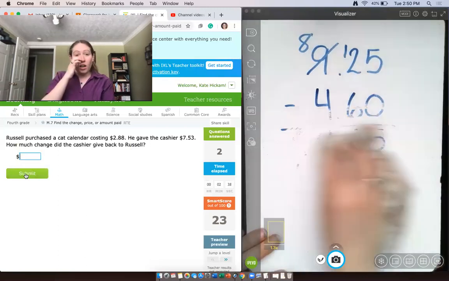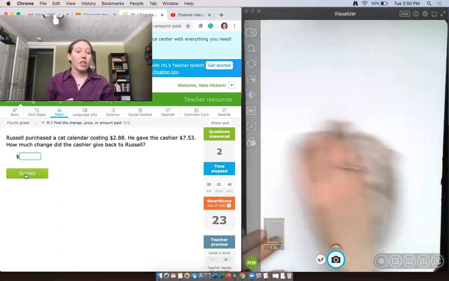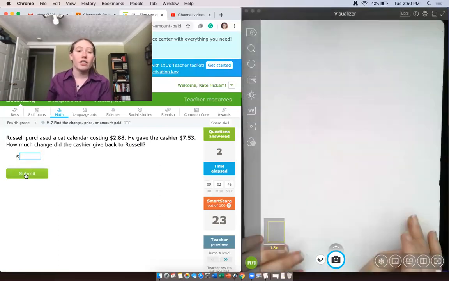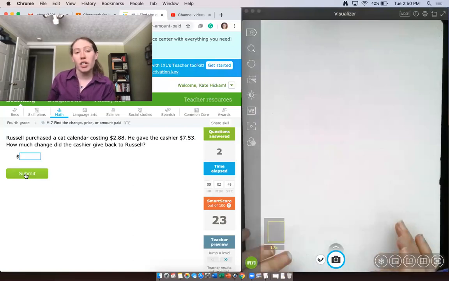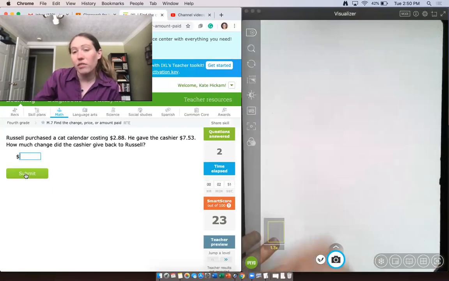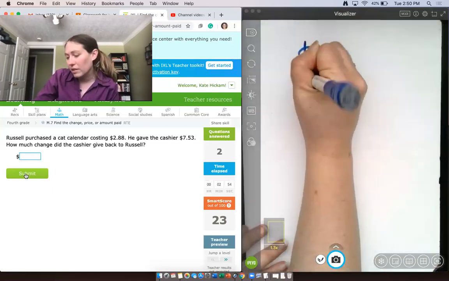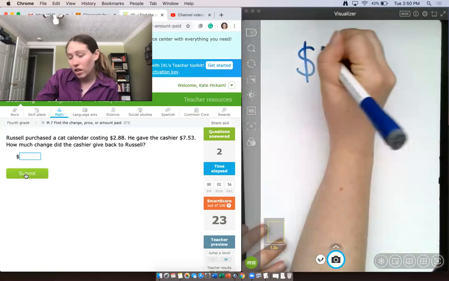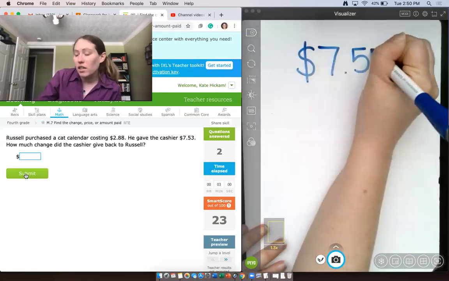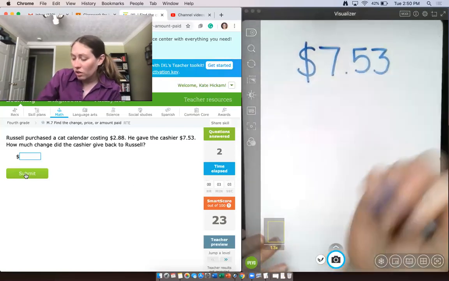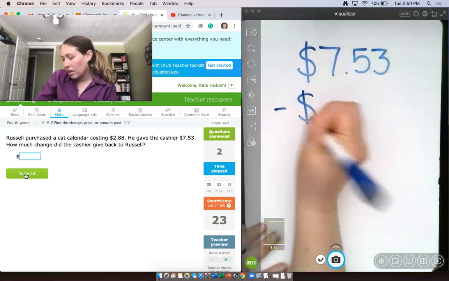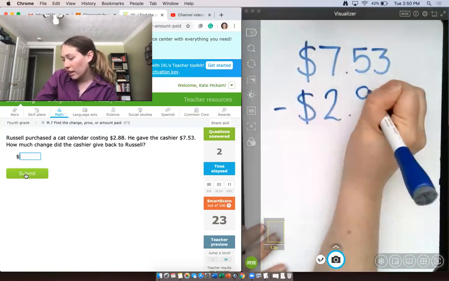Okay. Russell purchased a cat calendar costing $2.88. He gave the cashier $7.53. How much change did he get? So since we're dealing with change, once again, we put in the amount that Russell gave. So that was $7.53. And then we take away the amount that his purchase cost. So it cost $2.88 for his cat calendar.